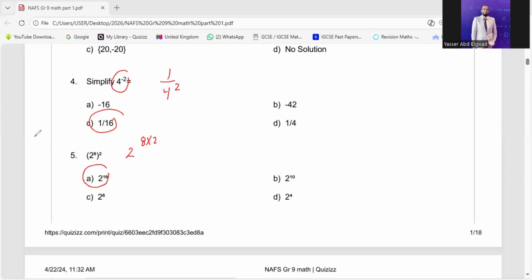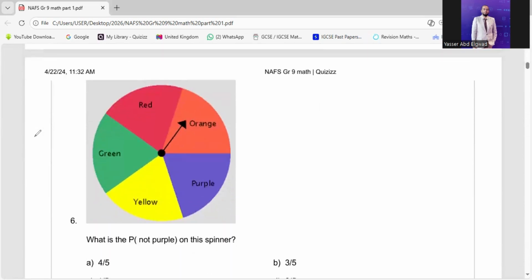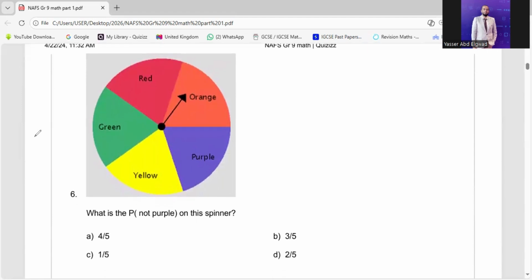The next one here is probability. You know the probability is part over overall, like a fraction. Here, what does P mean? The probability. P is probability, not purple. You know the purple here is one out of how many? 1, 2, 3, 4, 5. All of them is 5. The purple is 1 over 5, but here they ask you about not purple. The answer is 4 over 5, not 1 over 5. The next one.